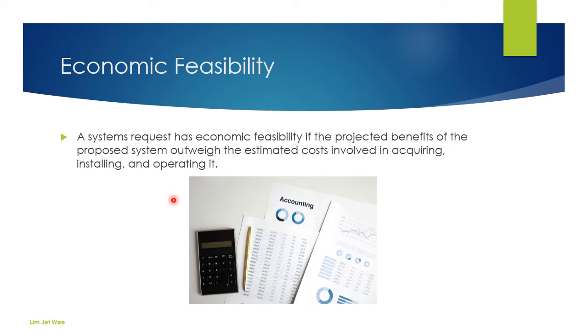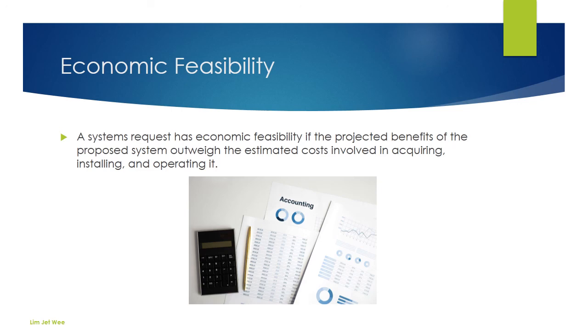The last feasibility is the economic feasibility. This one could be quite simple to understand. The system request has economic feasibility if the projected benefit of the proposed system outweighs the cost of everything, acquiring, installing, and operating it. So basically this is a cost versus benefit test. You do not want to spend $1 million trying to solve a $1,000 problem. No one will do that. It just doesn't make sense. So basically the benefit must outweigh the total cost, then it will be deemed economically feasible.